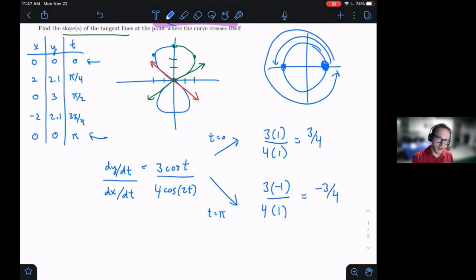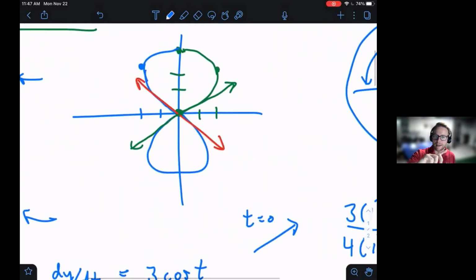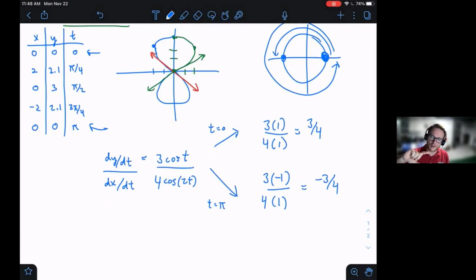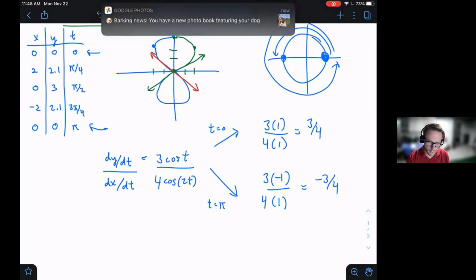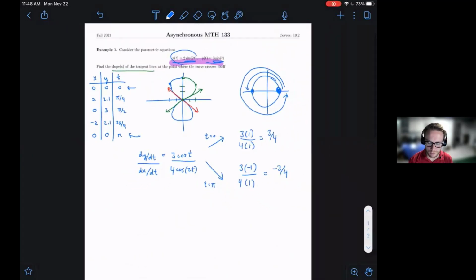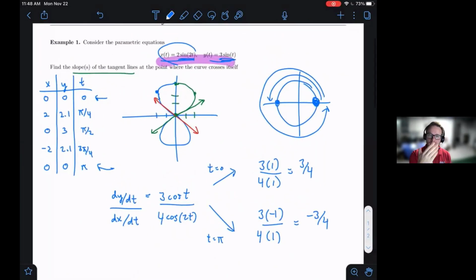So again, we have one nice positive value, 3/4. We have one negative value, -3/4. So this is making a lot of sense. Plus, you can kind of see the symmetry, right? That this is kind of a graph that's been reflected vertically in order to achieve this. And so maybe it's not surprising, right? If you reflect a slope of 3/4 vertically, you're going to get -3/4. And so, yes, this is making a lot of sense to me. So okay. Anyway, the answer to this problem, right, is 3/4 and -3/4. Those are the two slopes of the tangent lines where this curve crosses itself.